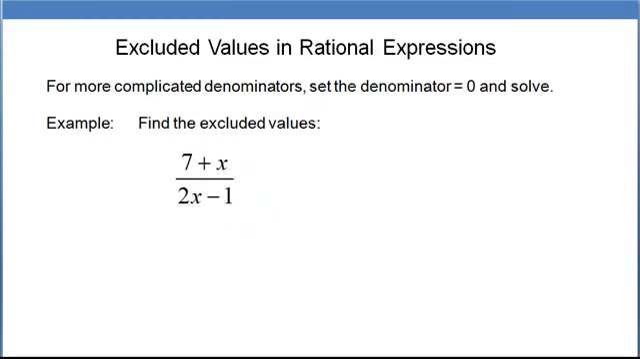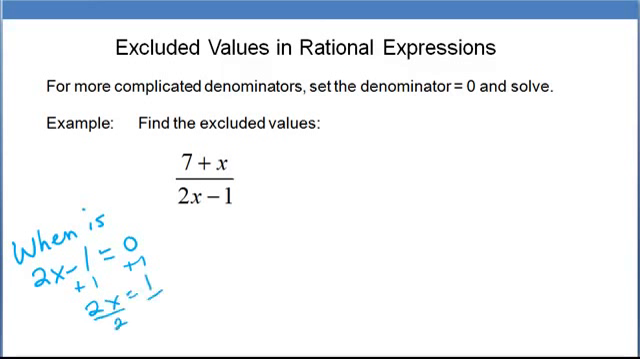Here's an example where we do have a more complicated denominator. We're still looking for excluded values, and so we want to know when is this denominator equal to 0. So when is 2x minus 1 equal to 0? So we'll just set it equal to 0 and solve. Add a 1 to both sides. So 2x equals 1 and divide by 2. So x equals a half.